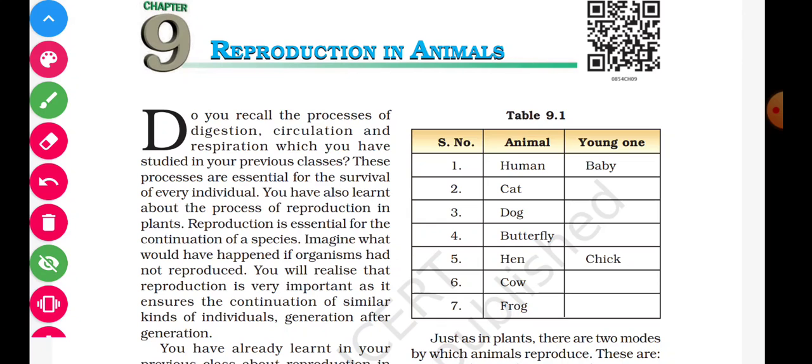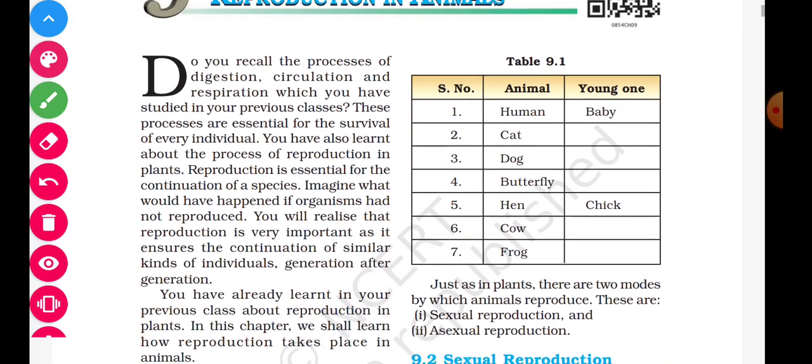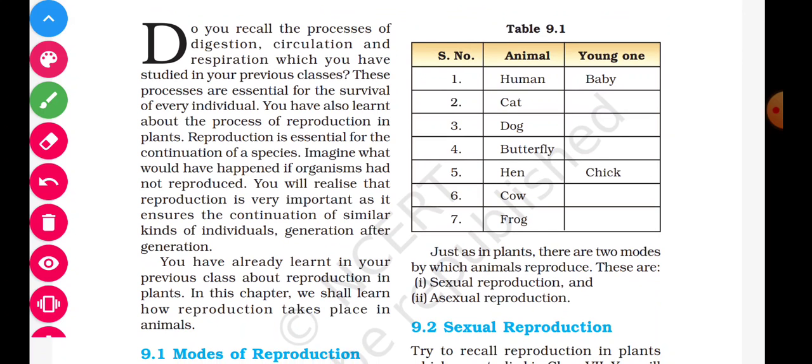यानी कि एक प्रजाति को अपनी पीढ़ी को आगे बढ़ाने के लिए जो भी प्रोसेस करनी पड़ती है वो बहुत ही महत्वपूर्ण है. Imagine what would happen if organisms had not reproduced. You will realize that reproduction is very important as it ensures the continuation of similar kinds of individuals, generation after generation. Students, reproduction is a continuous process which produces similar kinds of organisms generation after generation.